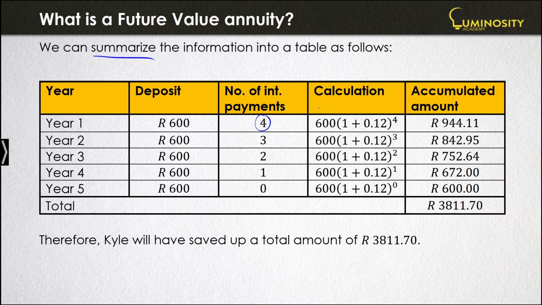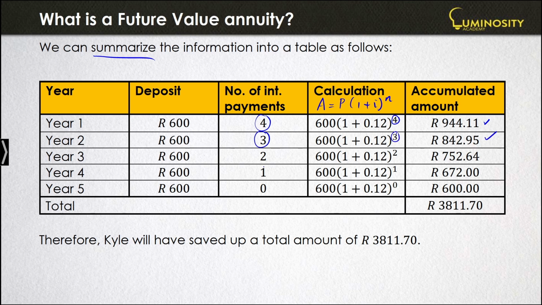And we can use the formula A equals P times 1 plus i to the power n, where i is your interest rate, an effective interest rate there, 0.12, all raised to the power 4, because it goes over 4 years. And you can do that in your calculator, you'll get 944 Rand and 11 cents. The same thing is true at the end of the second year. That has 3 years to accrue interest, and then you arrive at that amount.